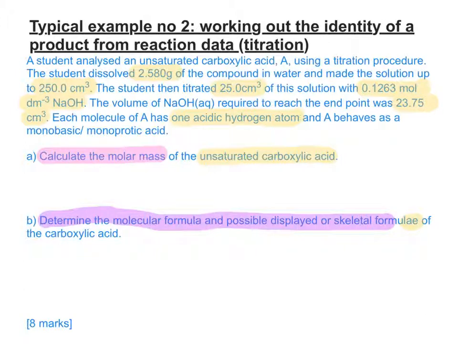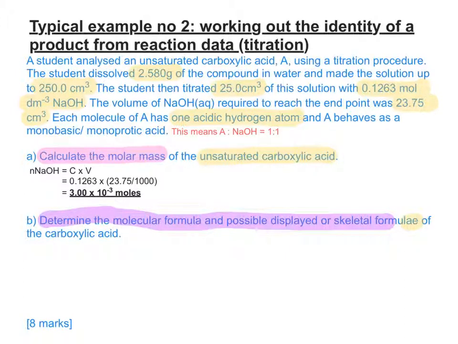So you might want to pause the video again here and just jot down what you think the important points to remember at this stage are. What we have to do and what we have to use. Okay, to get anywhere near the molar mass of the acid, you have to work out what you have the moles of. And you have the moles of NaOH. You have the volume and you have the concentration. And because each molecule of A has one acidic hydrogen atom, that means that it will react with NaOH in a 1-to-1 ratio.